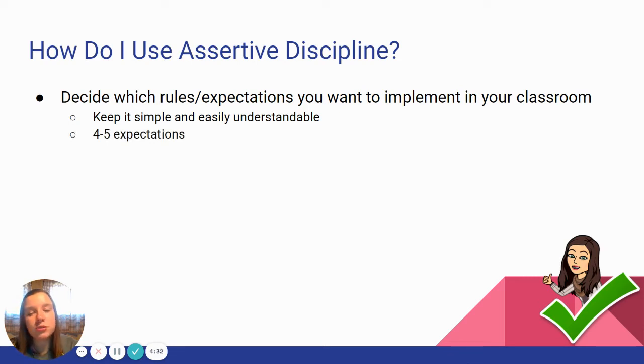When I was doing some research on assertive discipline, they recommend about 4 to 5 expectations, but you could use about 3 if you're implementing this in a lower grade level, like elementary school.